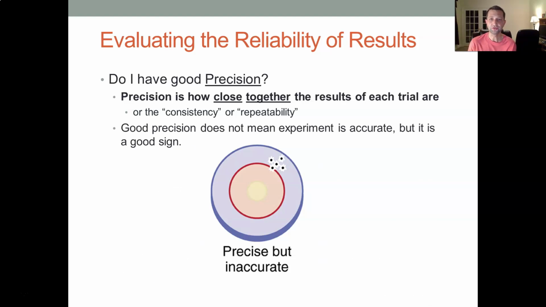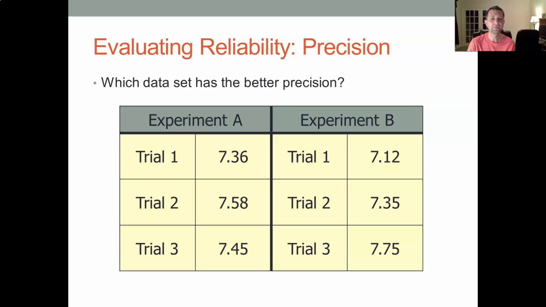Good precision is usually a good sign of good accuracy, but not always. I have this image here on the screen where you have these 5 points. Obviously they're very precise. Precision is how close together the results are. They're very close together here, but they're definitely not accurate. So you can have an experiment where you're very precise but inaccurate. But usually, if you're very precise, that's a step in the right direction. The goal is to be precise and accurate, not precise and inaccurate, obviously.